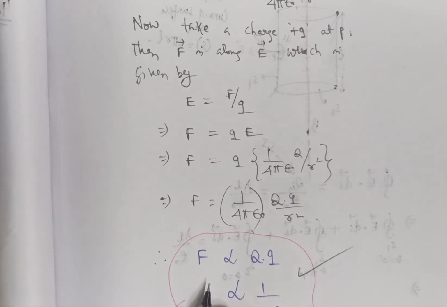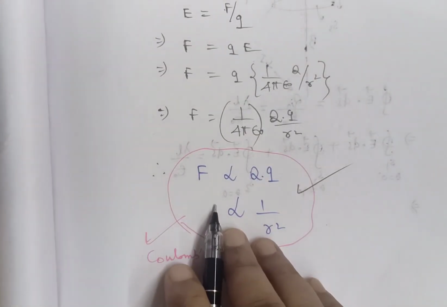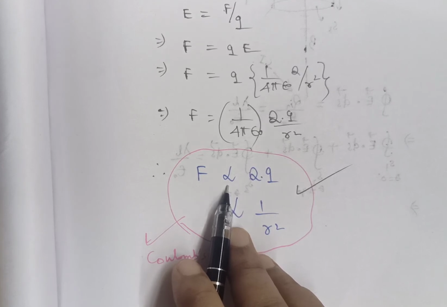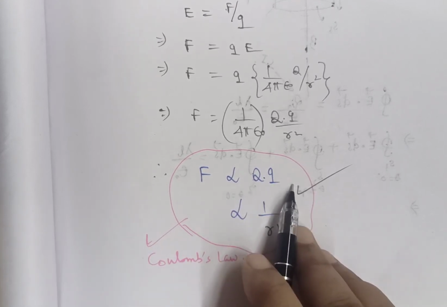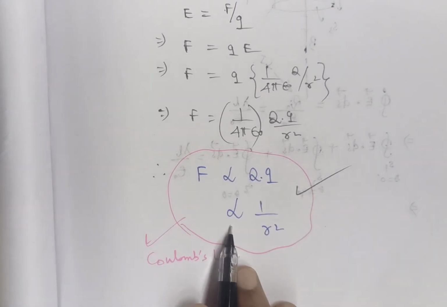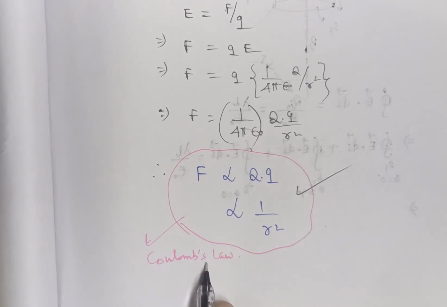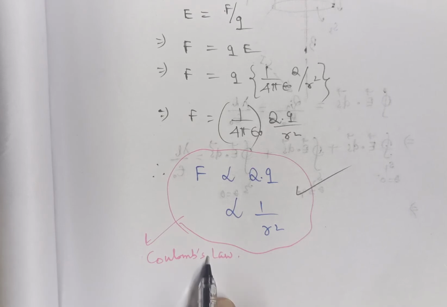So how will you say it in language? We can say the electrostatic force of interaction between two charges is directly proportional to the product of the charges and inversely proportional to the square of the distance between them, which is usually known as Coulomb's law. So these are the steps: how can we derive Coulomb's law from the Gauss theorem?